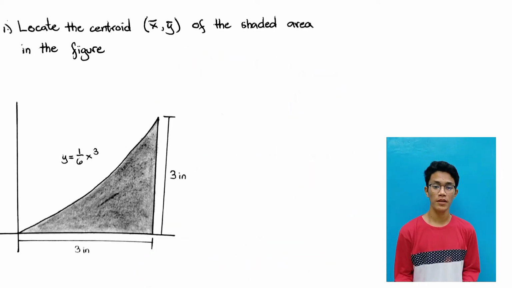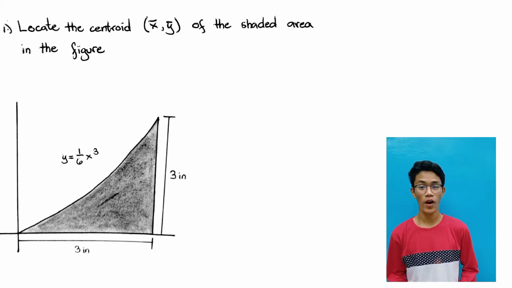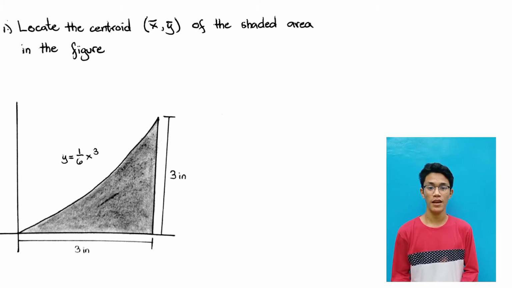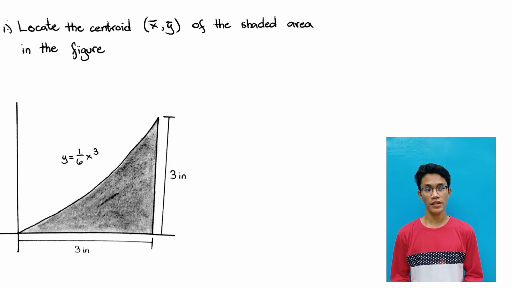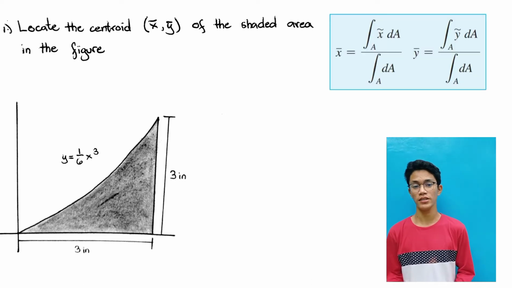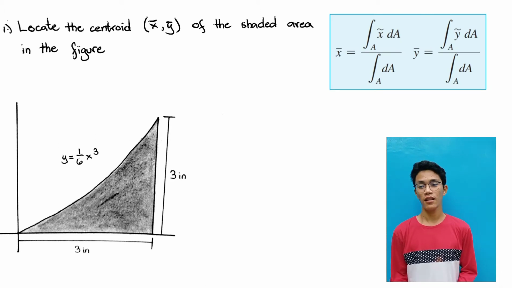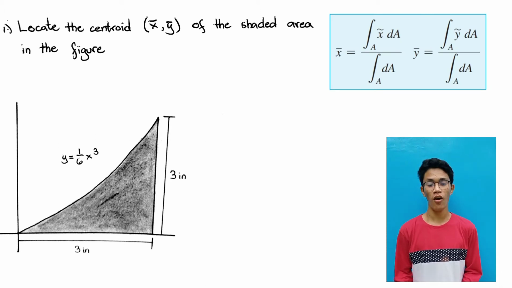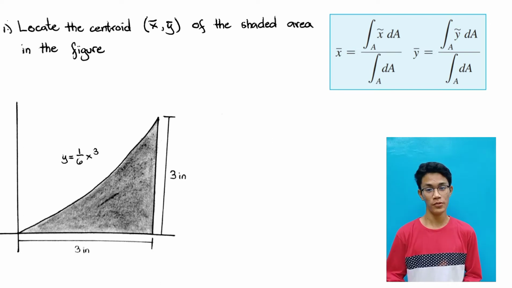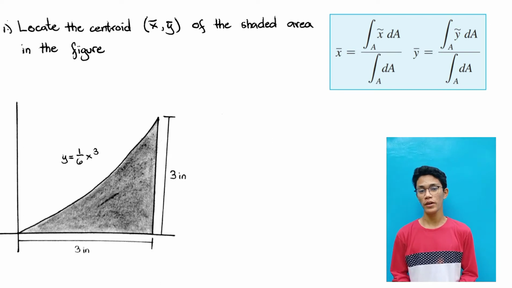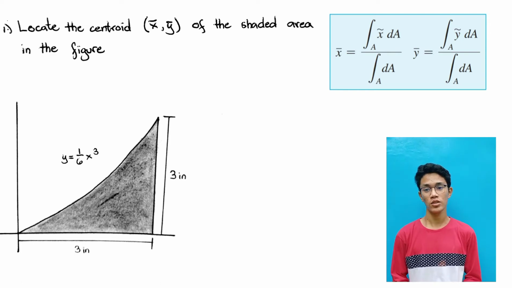For our first problem, locate the centroid x bar, y bar of the shaded area in the figure. In the figure, we have the value of y, which is 1/6 x cubed. In order to find a centroid of a curve, we are going to use the formula x bar is equal to the integral of x curly dA over the integral of dA. The same formula for y bar, but we are going to change the variable x to y.